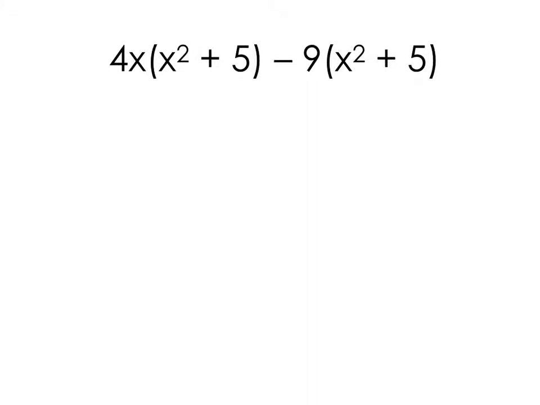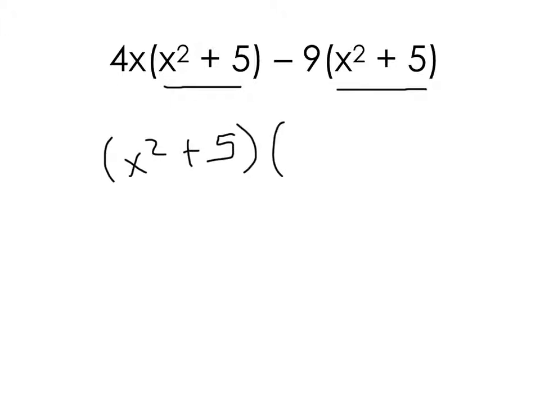Here's another one that has a common factor that is a binomial. x squared plus 5 here, x squared plus 5 here. That's our common factor. So if we factor out the x squared plus 5, what can we put in parentheses so that when we multiply, we get what we started with? Well, if you took out the x squared plus 5, you'll be left with 4x. If you took out the x squared plus 5 here, you'll be left with minus 9. And so we have factored.